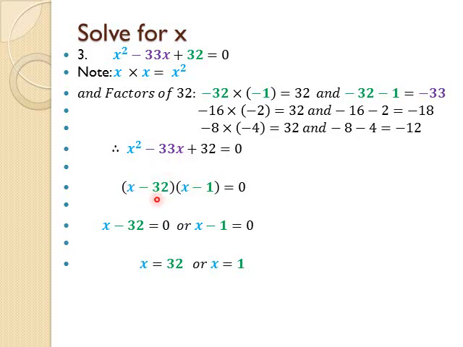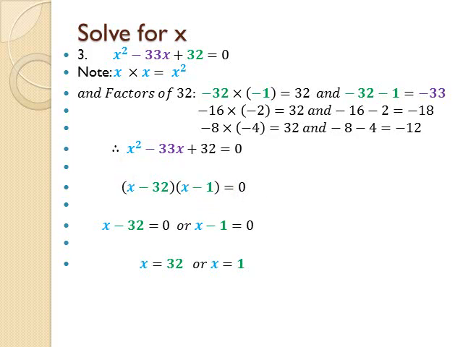Using the zero factor law, I can now state that x minus 32 equals 0, or x minus 1 equals 0. So if we take negative 32 over, x equals 32, and take negative 1 over, x equals 1. So what we solved: if I put 32 there, 32 minus 32 gives me 0, and 0 times anything stays 0. If I put 1 there, 1 minus 1 is 0, and 0 times any bracket stays 0.